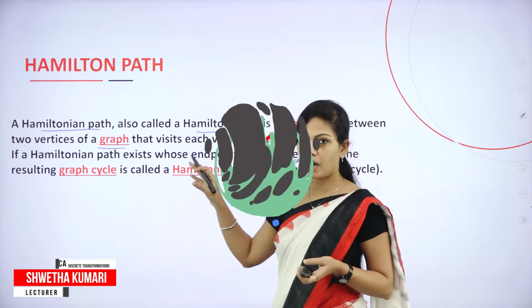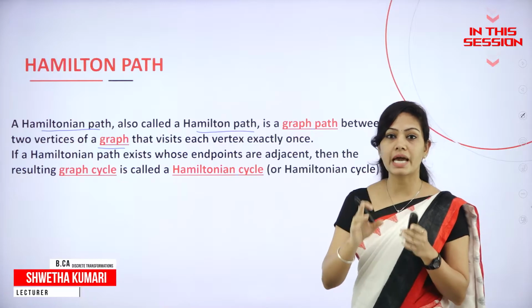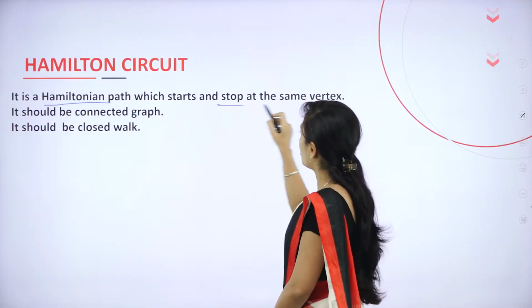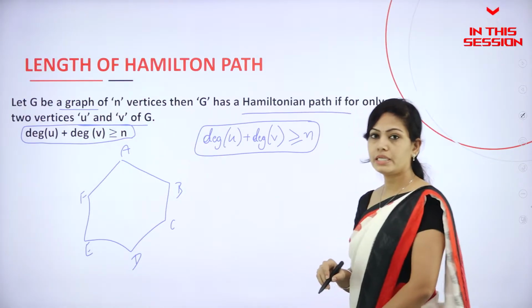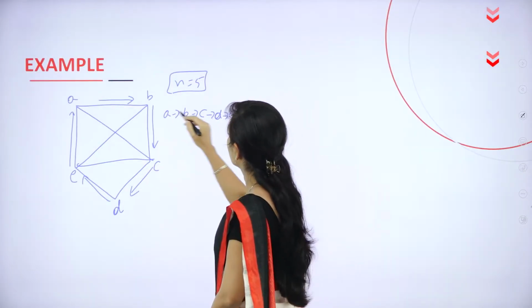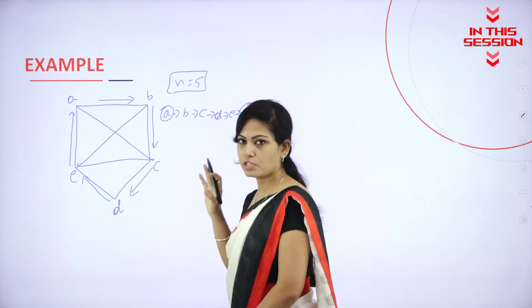In a Hamilton path, every vertex in the graph is visited exactly once. A Hamilton circuit is a Hamilton path which starts and stops at the same vertex. This is a very important formula for finding whether it is a Hamiltonian path or not. So the starting point is A and the ending vertex is also A. So it is a closed walk.